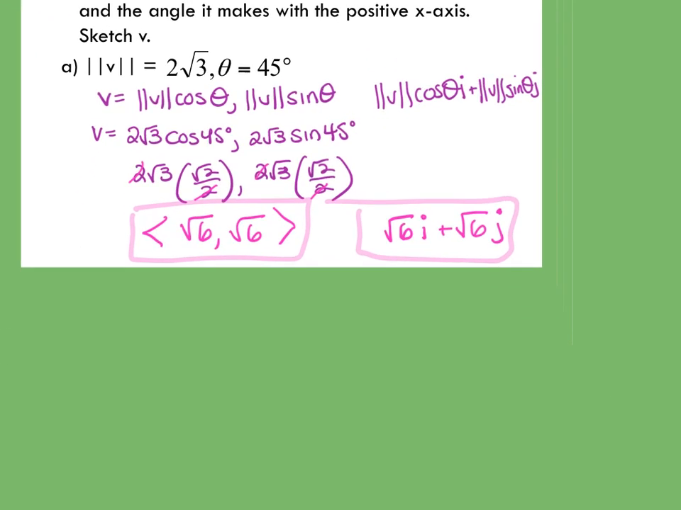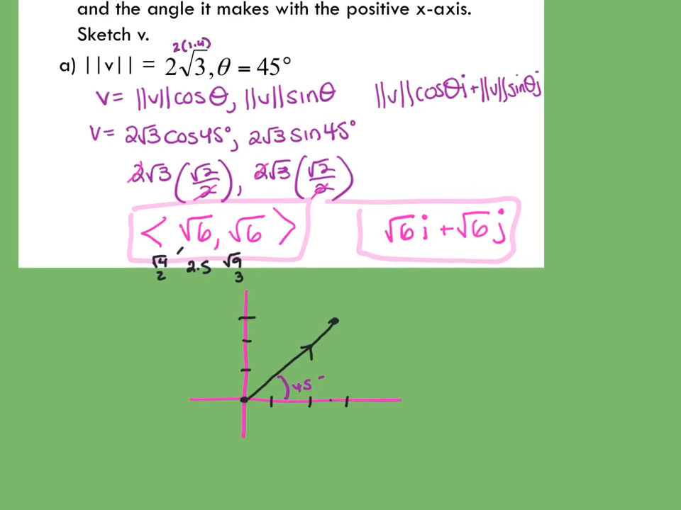Then it said sketch it. So when we sketch this, obviously we have to approximate. Root 6 is in between root 4 and root 9. So that's in between 2 and 3. I can say it's 2.5. So I'm going to go to the right 2.5, and I'm going to go up 2.5, and I'm going to draw my vector. And it should be about 45 degrees, which looks accurate. And if it was 2 root 3, that's like 2 times 1.4, or 2.8. If we actually measured this out, we should get about 2.8 as our length.